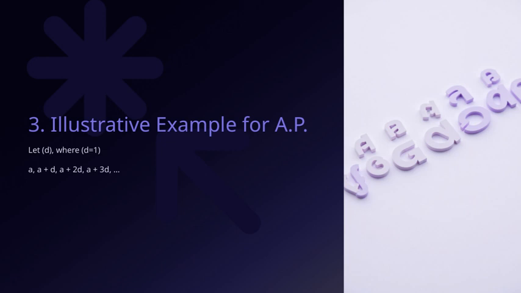So if we start with a, the next term is a plus 1, then a plus 2, then a plus 3, and so forth. This simple setup helps us understand how an arithmetic progression works. Each term is just a fixed step away from the one before it. Recognizing this pattern is key because it appears in many real-world situations, like evenly spaced schedules or salary increments.